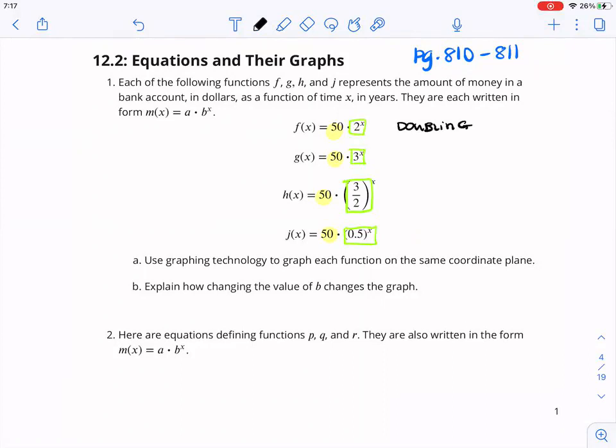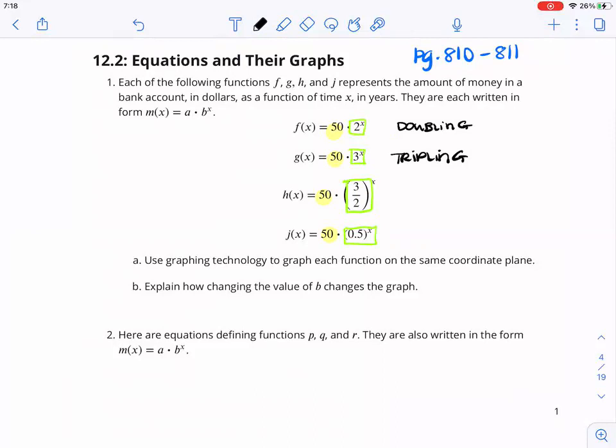So obviously the first term is 50. If we double 50, we get 100. If we double 100, we get 200, and so on and so forth. For g of x, because we have 3 in place of the growth factor, it's going to be tripling each time. So we're going to be multiplying by 3. If the first term is 50, we multiply 50 by 3 and get 150. Multiply 150 by 3, we get 450, and so on and so forth.